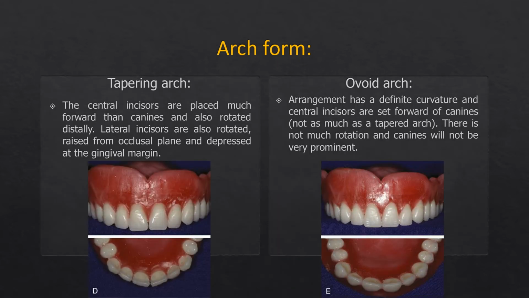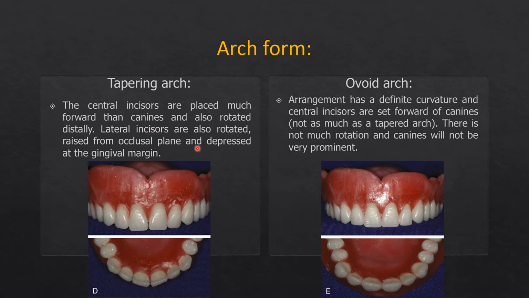And next is a tapering arch form. In a tapering arch form, the central incisors are placed much forward as compared to the canine. So you can see it is as if the central incisors have been pushed forward. The lateral incisors, the lingual line angle of the central incisors is much pronounced facially as compared to the distal lingual line angle of the central incisors, and the lateral incisors follow this curvature same as the central incisors.